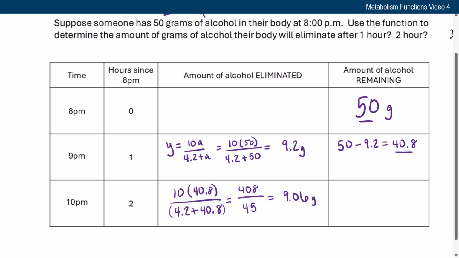So again, this tells us how many grams of alcohol have been eliminated from your system. Currently, at the start of that hour, we had 40.8 grams. Over the hour, our body metabolized 9.06, leaving us with 31.74 grams after 2 hours.